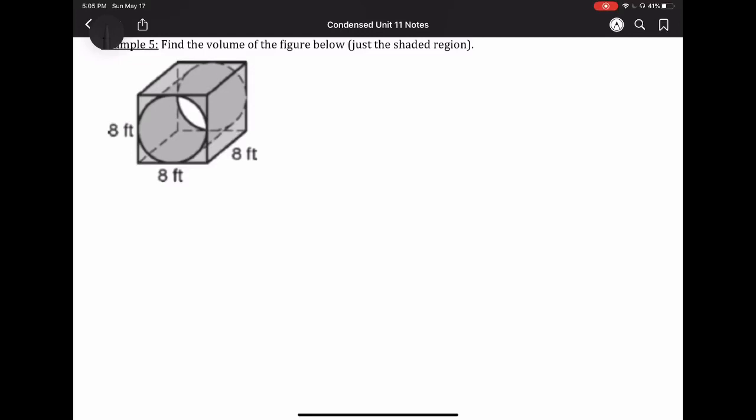Thanks for joining me for this extra example. Example 5 says to find the volume of the figure below, but just the shaded region.